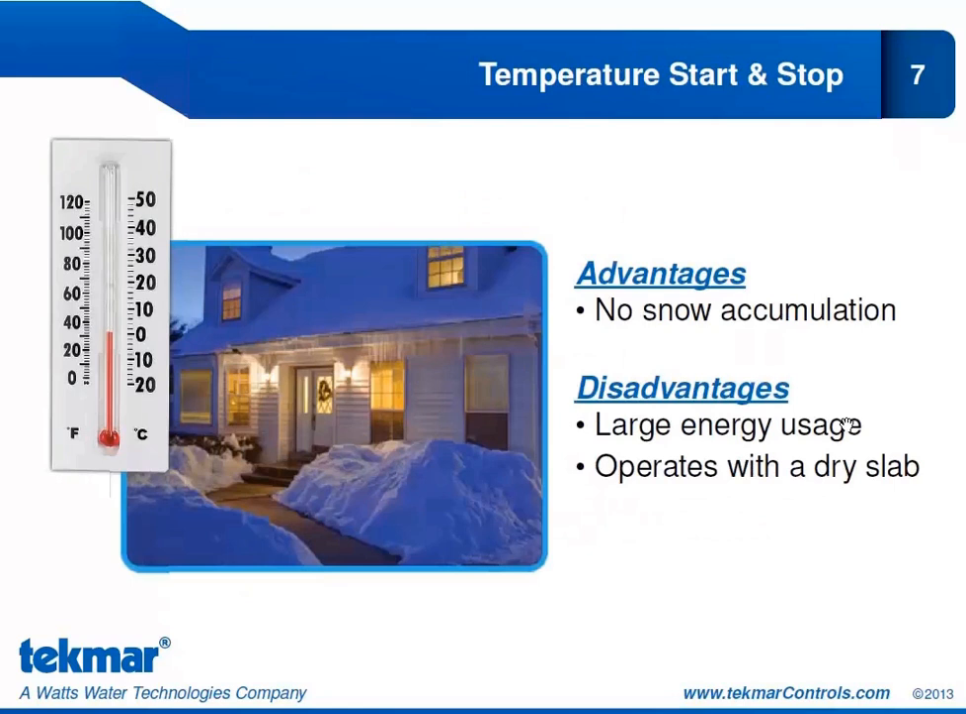You could also go for the temperature start and stop. So this would be once we drop below a certain temperature, maybe below freezing, our snowmelt system is on. And it doesn't turn off until we are above freezing again. So the advantage of having a system like this is there is no snow accumulation. Our slab is always warm, it's always ready to melt.